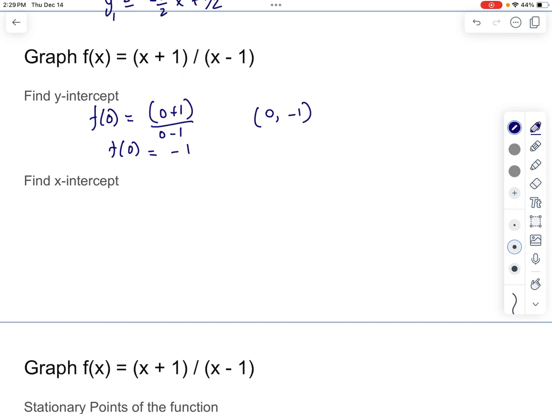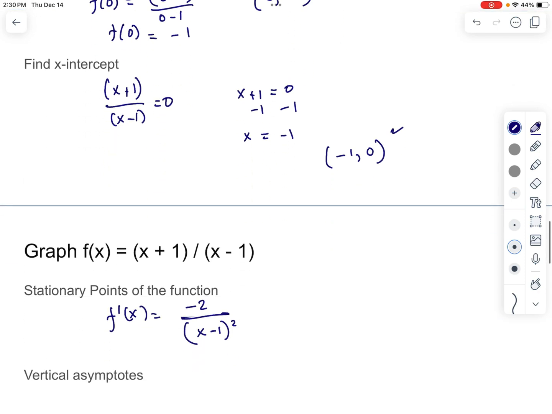The x-intercept occurs when you set the entire function equal to 0, because we're talking about the roots of your function, right? So x plus 1 over x minus 1 has to be 0. And for that to happen, the numerator has got to be 0. So we set x plus 1 equal to 0. Subtract 1 on both sides. We get x is equal to negative 1. Okay, so our x-intercept is going to be (negative 1, 0).